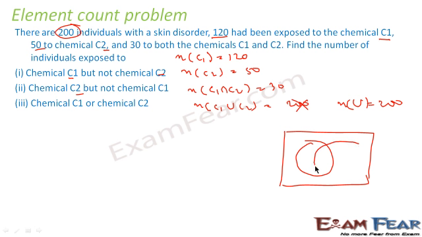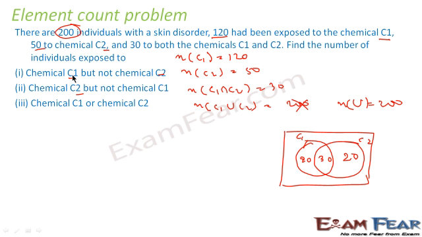This is chemical C1, this is chemical C2. So it says C1 intersection C2 is 30. So first we'll write 30 here. Then it says C2 is 50, so this part will become 20 because 20 plus 30 is 50. And C1 is 120, so this part will become 90. This is the Venn diagram.